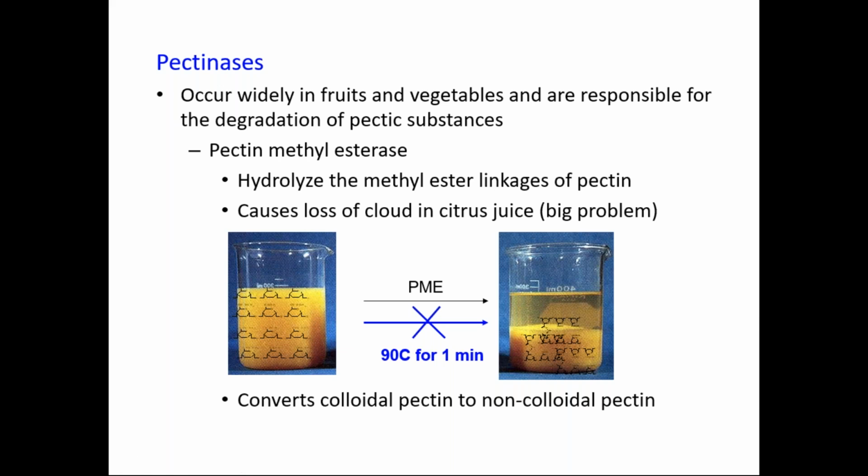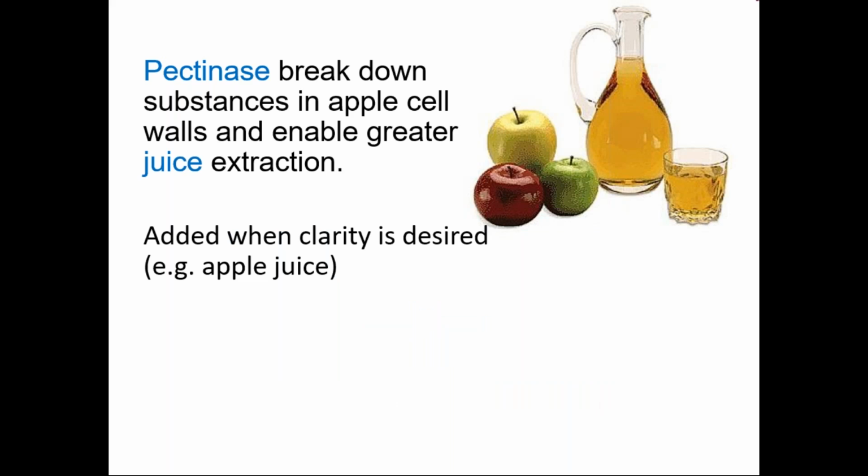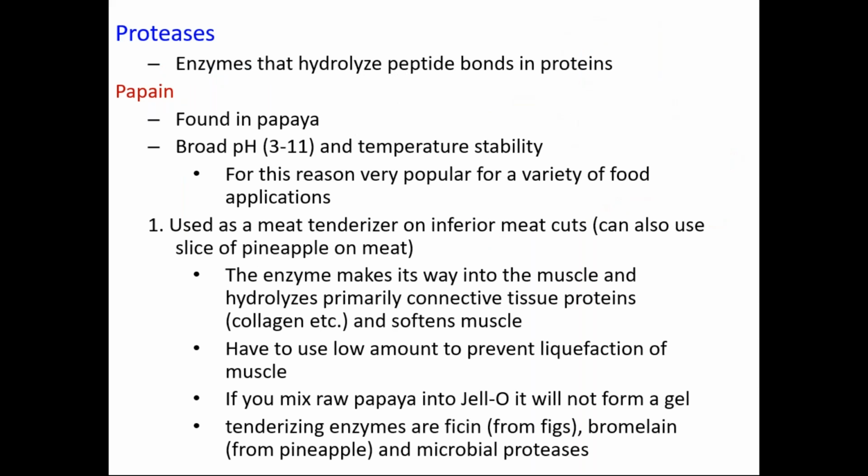However, in the case of apple juice, to be able to squeeze more juice out of the apple, pectinase is used. So the pectinase is used to break down the apple cell walls and to enable greater juice extraction. And also, with apple juice, you would like to drink a clear apple juice and not a cloudy apple juice. So it is used to break down the pectic polysaccharides which are present in the apple juice.